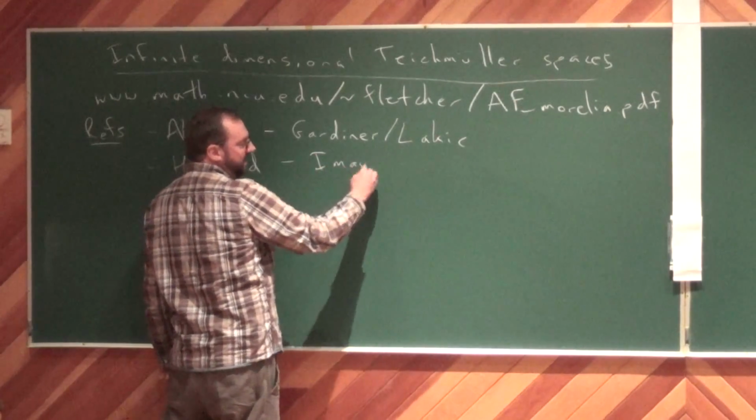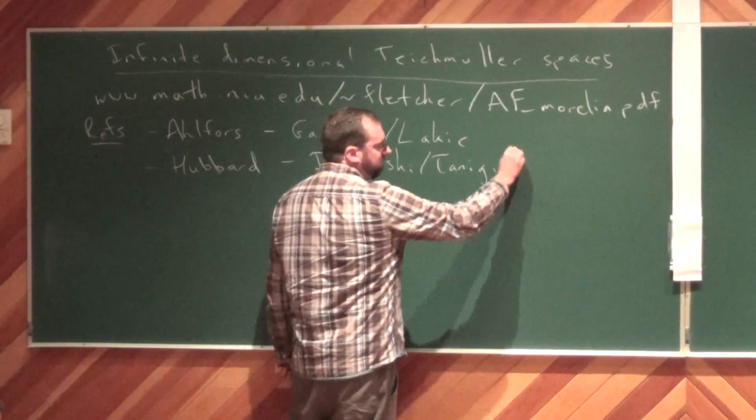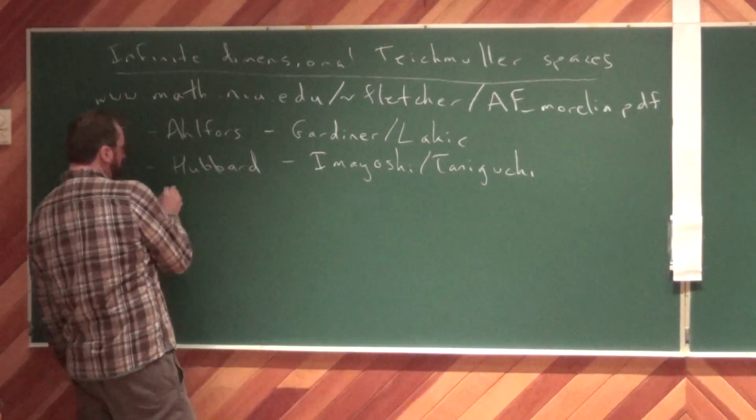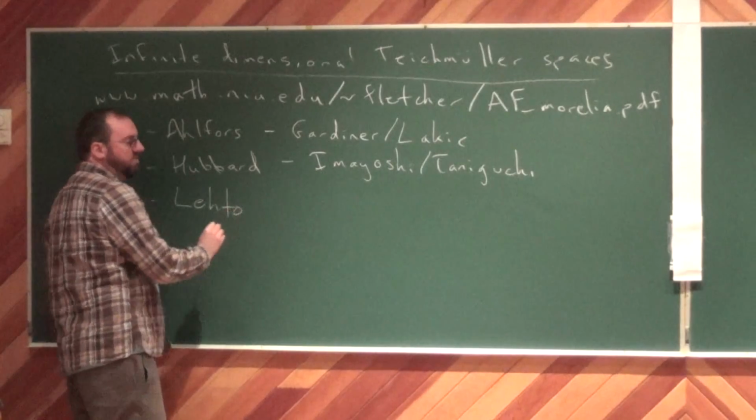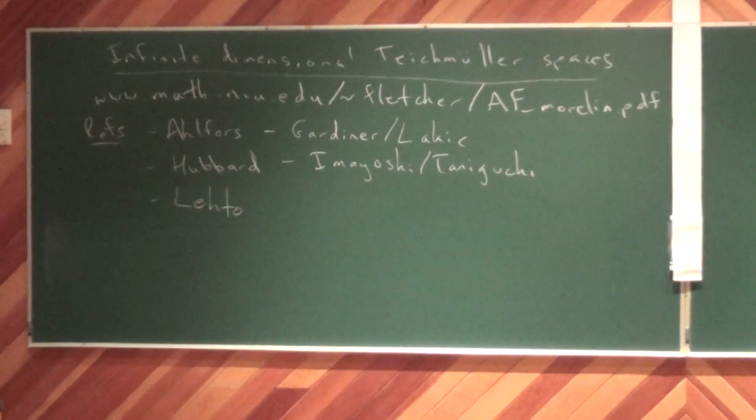Imayoshi and Taniguchi also have a very nice book, and let me also mention there's a book of Lehto, Univalent Functions and Teichmüller Theory, which is the first Teichmüller theory book I learned some quasi-conformal maps and Teichmüller theory from.